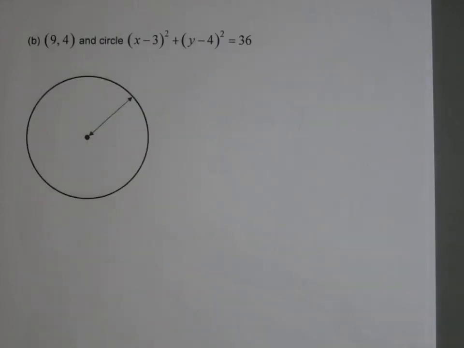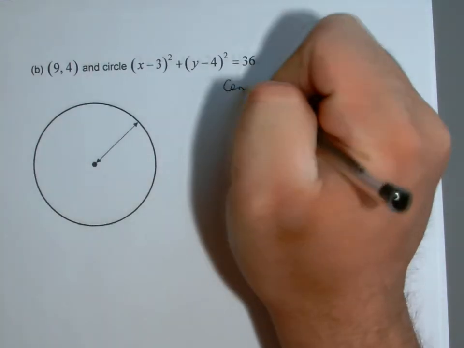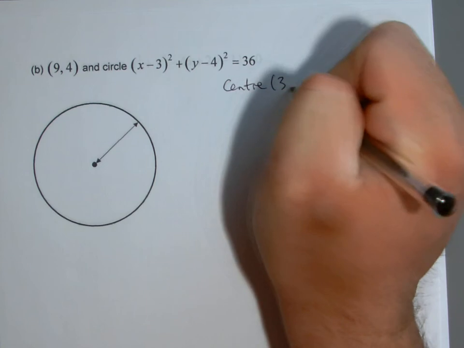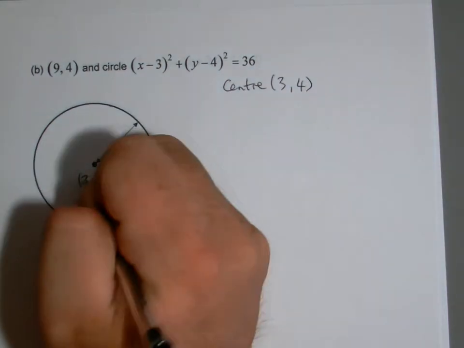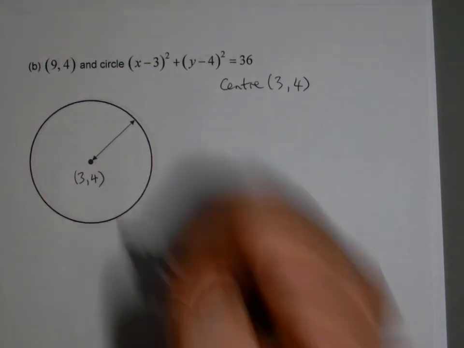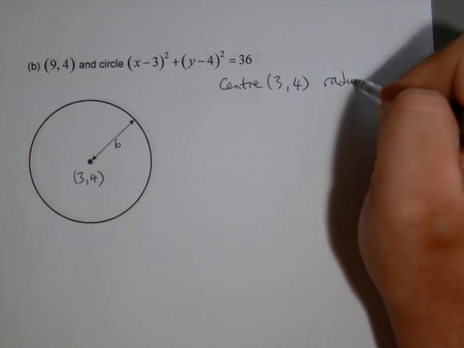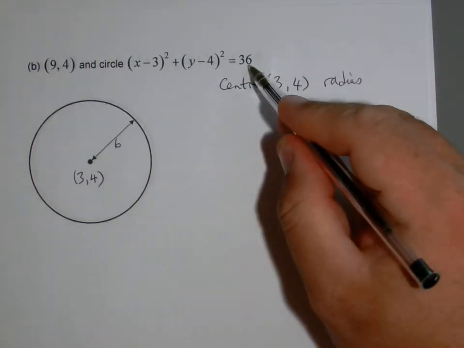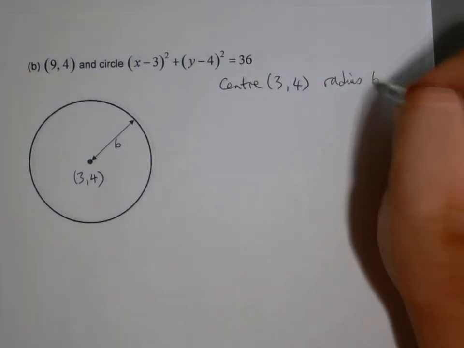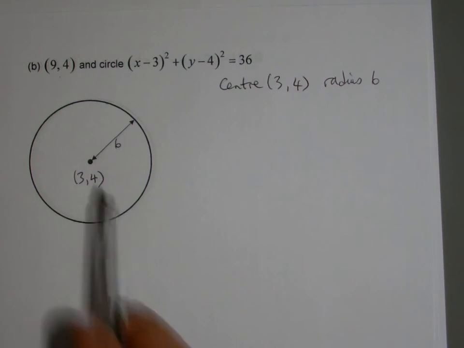Okay, so let's look at this one here. The center in this case is (3, 4). There's the center there, and the radius is 6, because 36 there is r squared, isn't it? So you square root it, so the radius is 6. Now let's see about this point (9, 4). Let's see how far it is from the center.